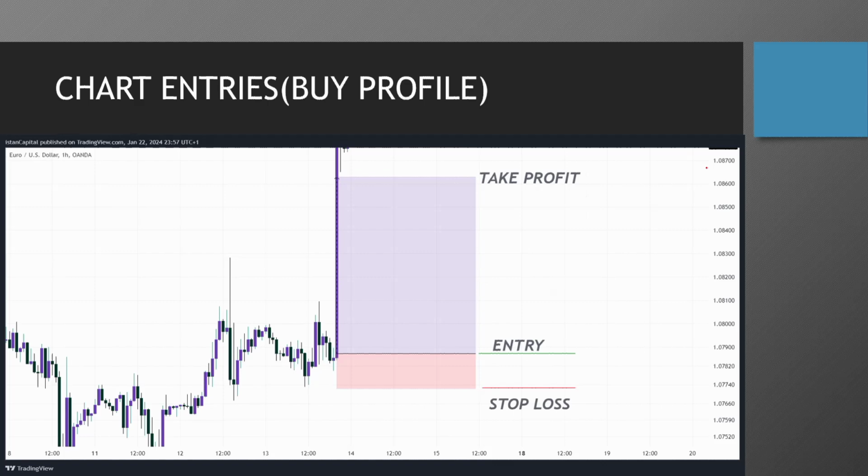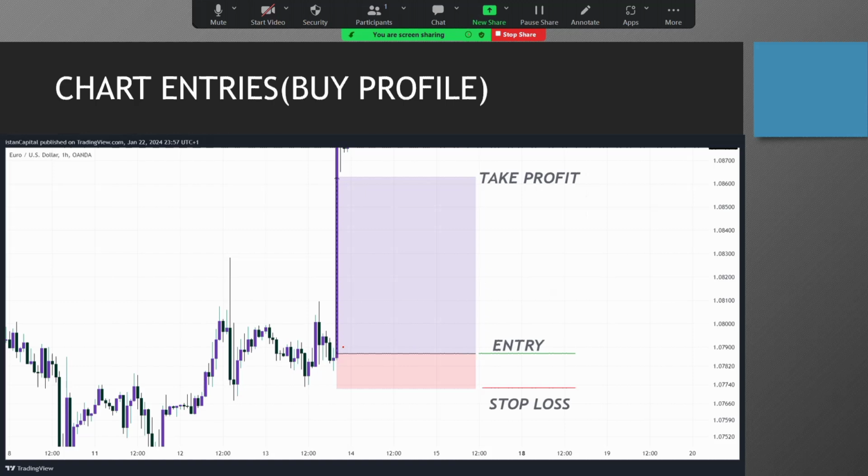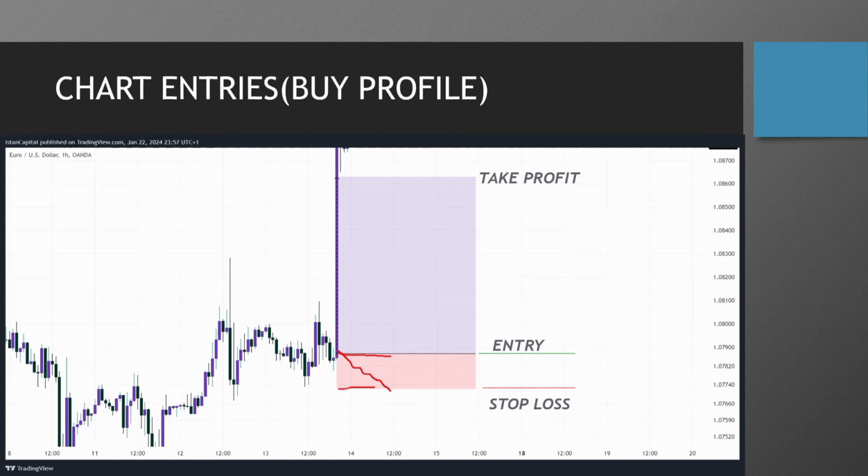This is a buy profile. What does this mean? You can see I've marked out this clearly. This line right here is your entry point. This is your stop loss. What does stop loss mean? Stop loss means the point where, okay, we're in a buy, right? We're buying this market. Assuming this market starts going down and it reaches this area, the market would automatically close so that I don't incur more losses. Stop loss means to stop my loss. That's the meaning of stop loss.